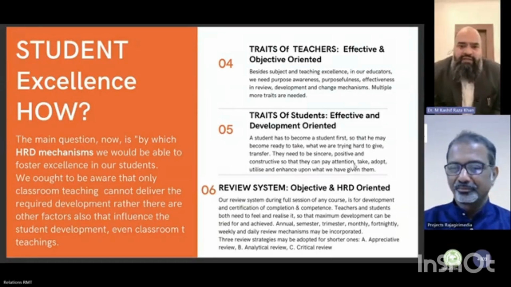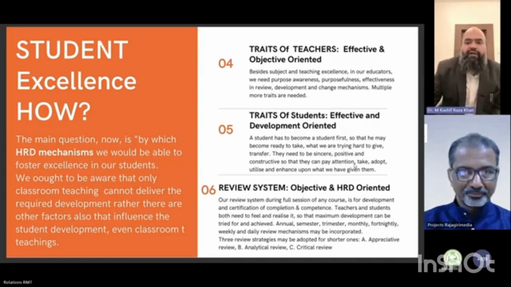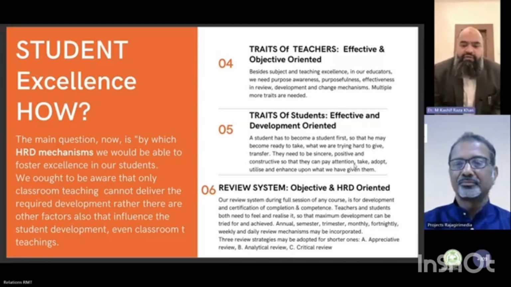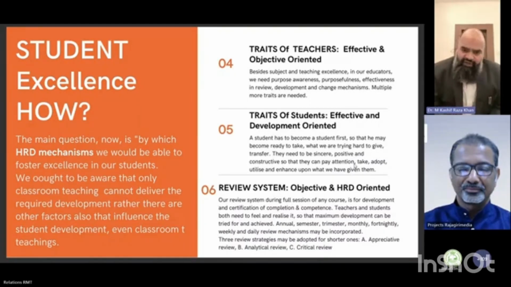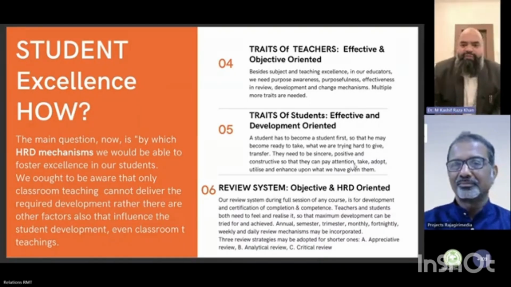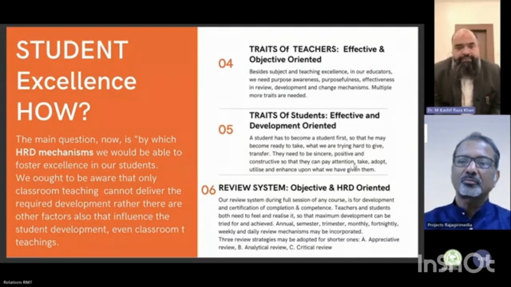The fifth HRD mechanism is the traits of the student also. The students also have to realize that they are students of the subject. They are students of all the requirements that they would need in their life. If a student himself is not interested in learning, how can the teachers develop him? If I do not want to develop, how would you develop me? I also need to be interested in the development, then only I would be able to learn from you. So students also need to be made effective, and we need to work upon them.